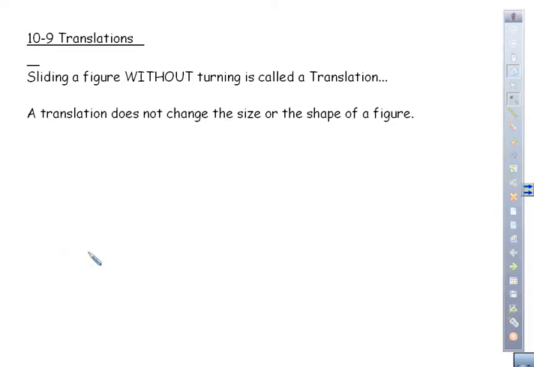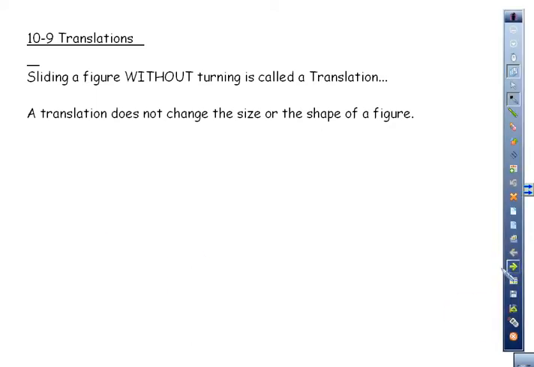Alright, we are on section 10-9, translations. This is when you slide a figure without turning. That is called a translation. So again, you're sliding that figure to the left, to the right, up or down, but you are not turning that figure. And translation does not change the size or the shape of the figure as well.